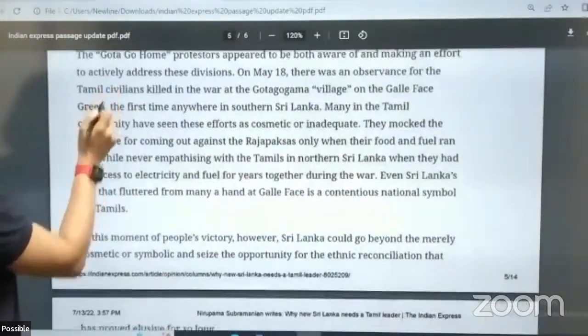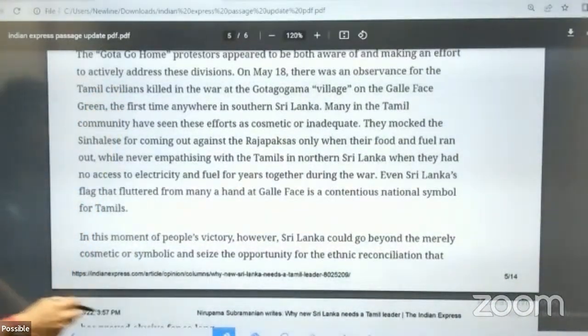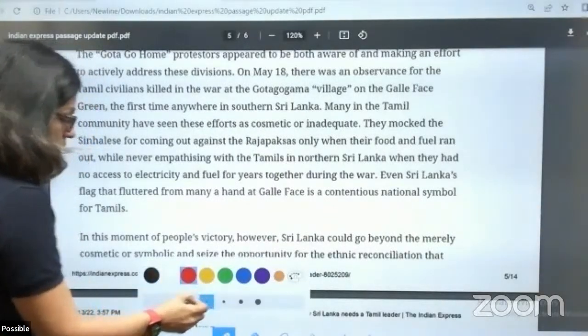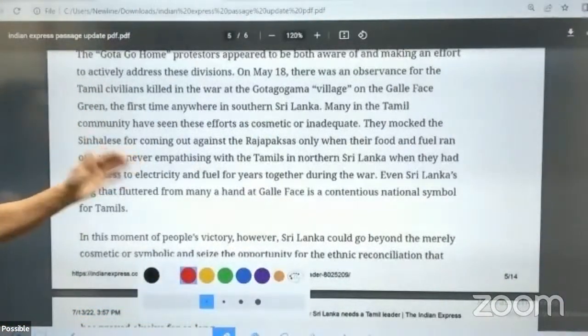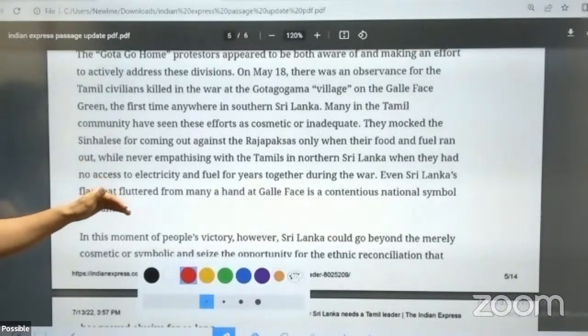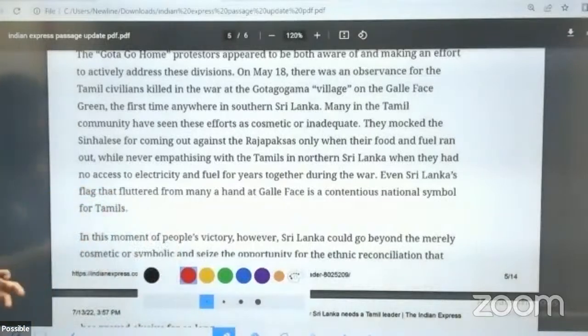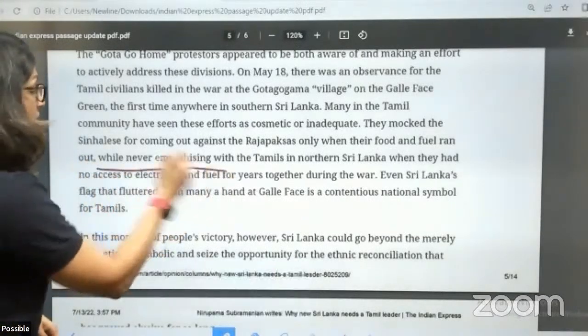So much so that the Tamils are still not very happy with what happened with them. They jeered at the efforts of the other people. Now, the other people were trying to take the whole thing along. The other people wanted it to be a systemic change. But the Tamils are still very bitter.